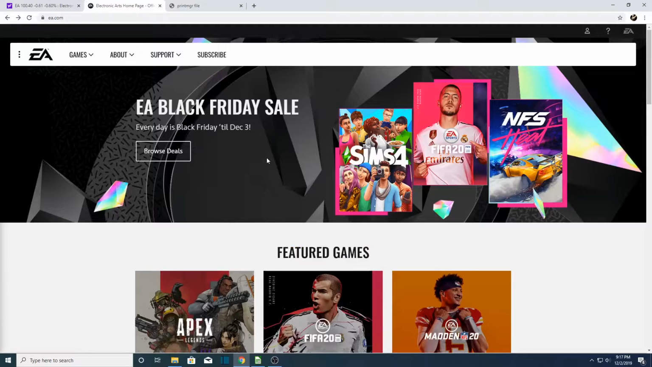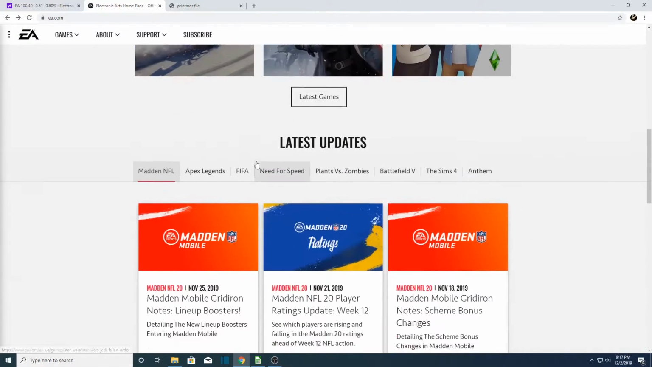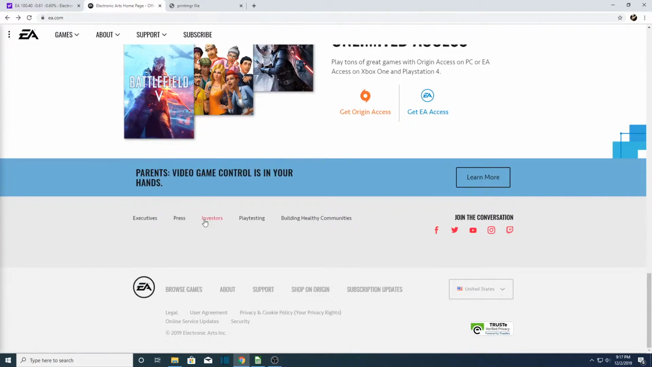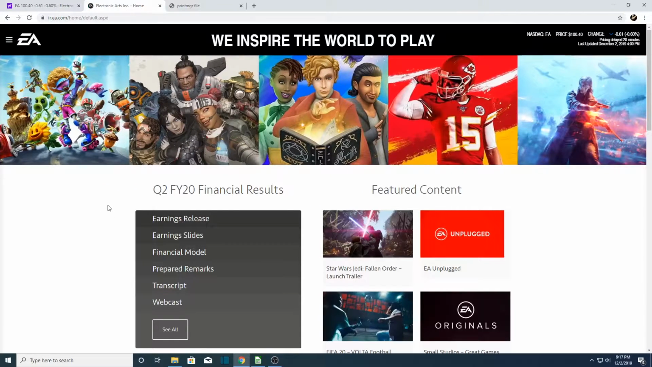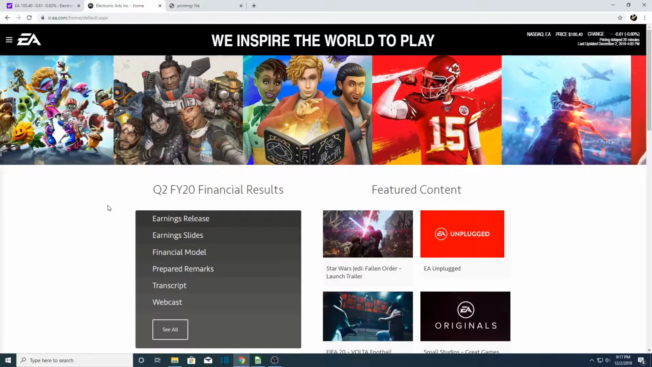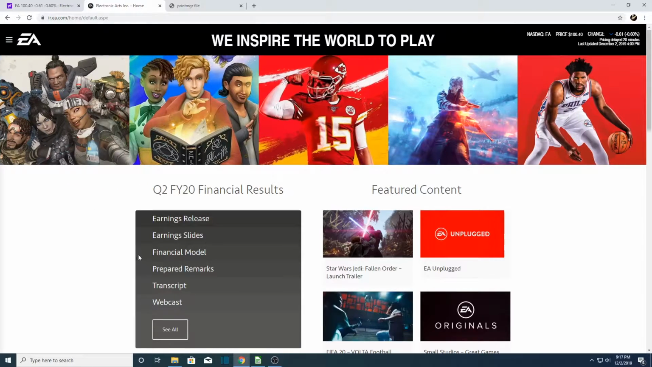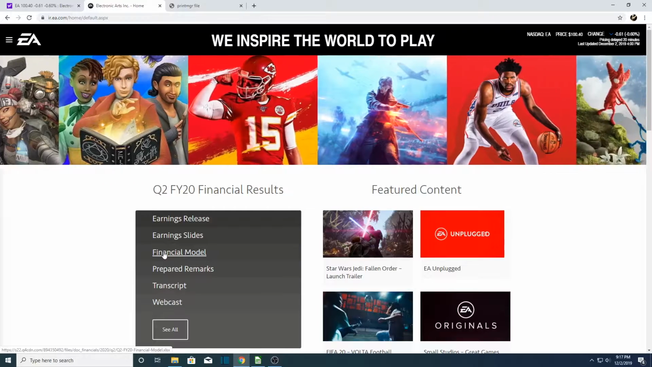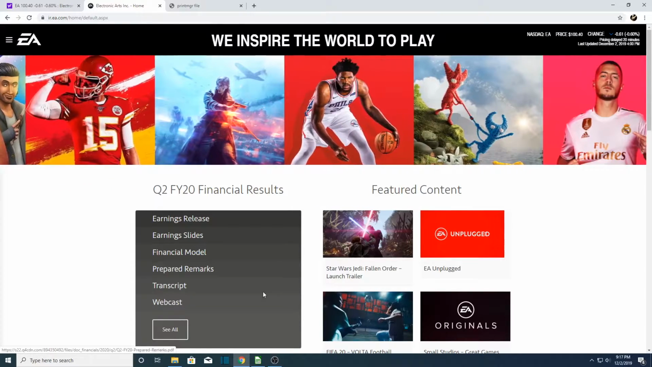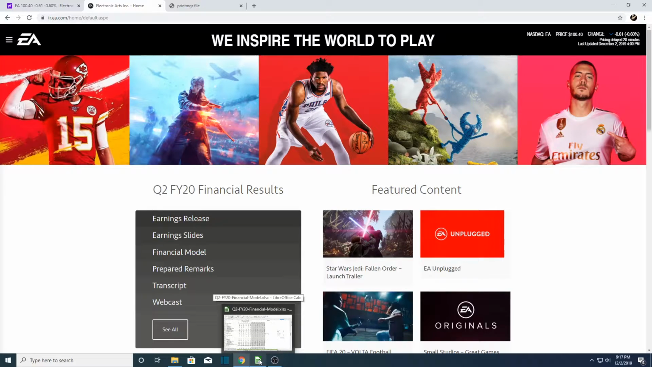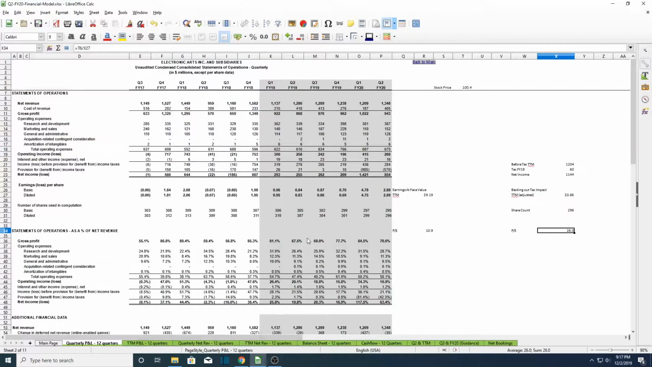On Electronic Arts' website, if we scroll all the way down to the bottom, we'll see a link for investors. And there we can get access to annual reports and quarterly reports. One of the things that Electronic Arts has here, which is pretty helpful, is their financial model, which is a spreadsheet with the last several quarters of results. I've actually already downloaded this, so I'm going to pull up the one that I've worked with a little bit. Here we're taking a look at their income statement.